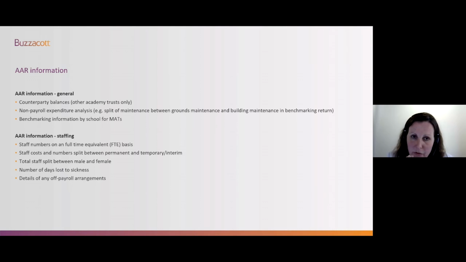Submission date this year is the end of January 24, so 30th of January 24, but we'll always encourage trusts to prep for this side of Christmas and really as part of the main statutory accounts preparation exercise. It's easier to gather some of the information, particularly if it rests with other teams. But yes, just making sure that you're fully conversant with the requirements for the AAR.